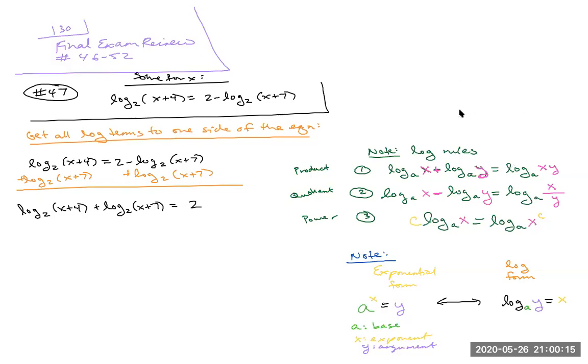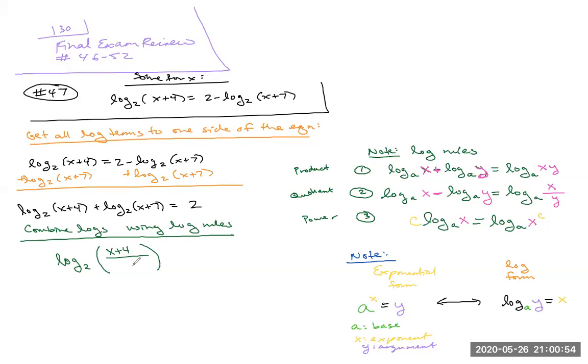This is when you want to look at your log rules. Combine logs using log rules. What's the goal of that? Well, once we combine these logs, we'll be able to go into exponential form. Okay, that'll take the x's outside of the argument. So go ahead and combine your logs. You have log base 2, and then you have x plus 4 on the top.